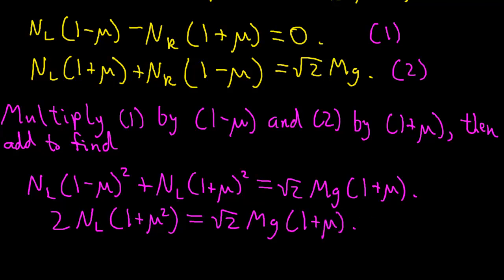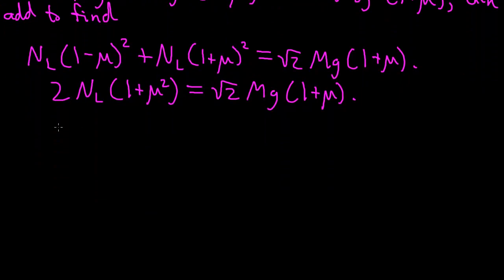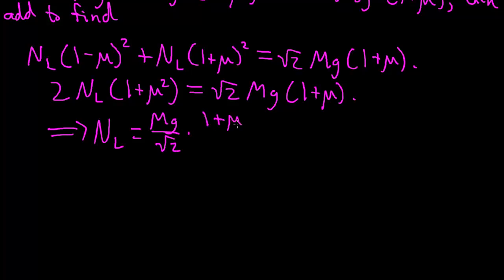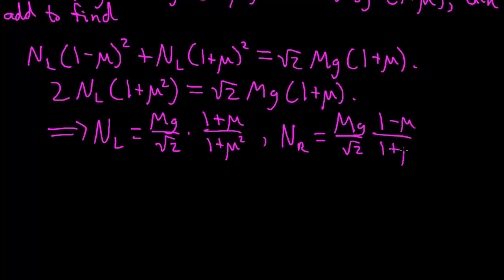Or when we solve, let me give us a little more room. This means that the left normal force equals, we'll get a factor of square root of 2 downstairs when we divide, and then 1 plus mu over 1 plus mu squared. And I won't show you, but you can do the same sort of reasoning, plugging back in to get the right normal force. That's mg over square root of 2 times 1 minus mu over 1 plus mu squared. So now we're almost done.